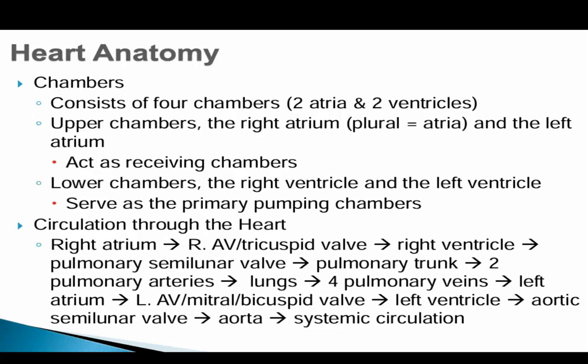After picking up oxygen in the lungs, blood comes back through pulmonary veins into the left atrium. It then flows through the mitral valve into the left ventricle. Finally, it's pumped out through the aortic valve into the aorta, which carries it throughout the rest of the body. This cycle repeats every second over and over.